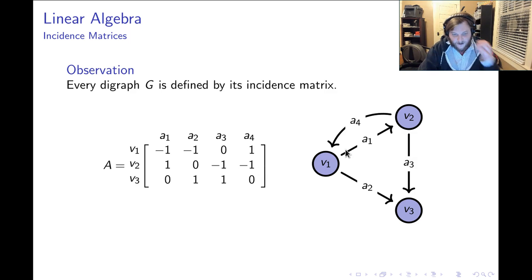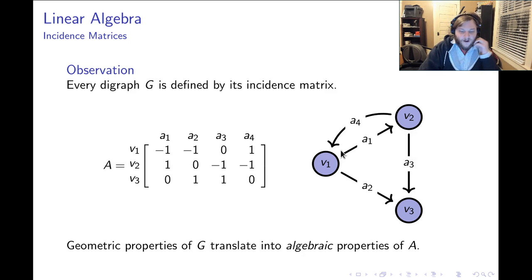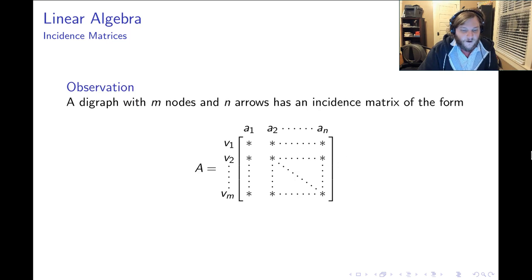And this is a beautiful sort of setup here. The idea is that humans like pictures that look like the graph on the right, but computers like data that looks like the matrix on the left. And so one of the themes of this course is that geometric properties of the directed graph can translate into algebraic properties of the incidence matrix. So let's say a few things about incidence matrices in general.